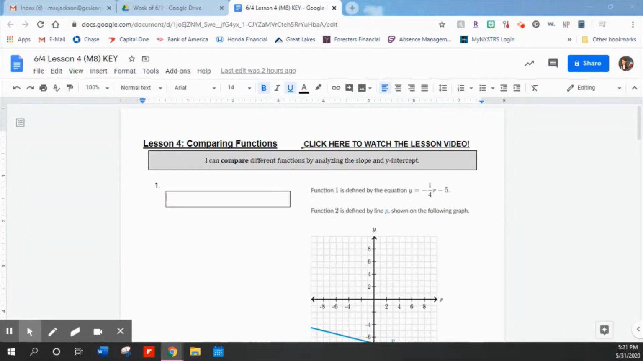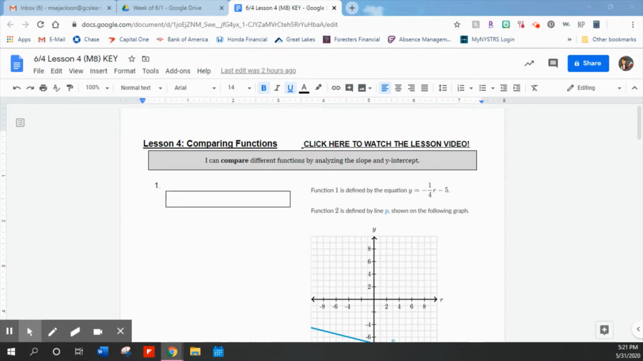Today we're on lesson 4, comparing functions. This is our last lesson for the week. It says I can compare different functions by analyzing the slope and y-intercept. So we're looking at two different functions either given to us by a table, a graph, or an equation, and we want to compare them.